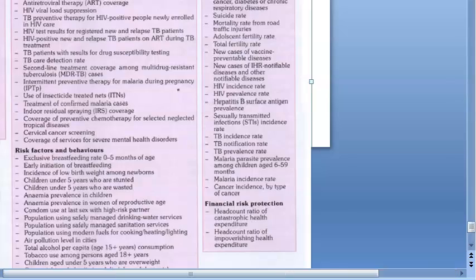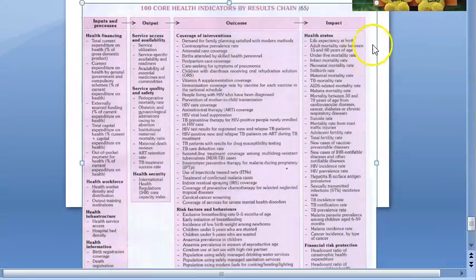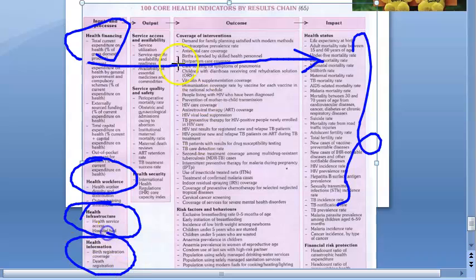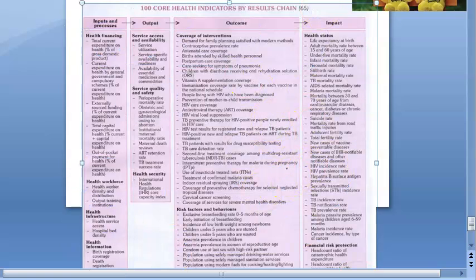Guys, just look at this. Basically, this health status is coming under impact. So all this will impact this final thing: all these mortality, morbidity, fertility, etc. Then health financing, health workforce, health infrastructure, health information, service access and availability, service quality, safety, coverage of interventions, risk factors, behaviors. All this is the outcome.